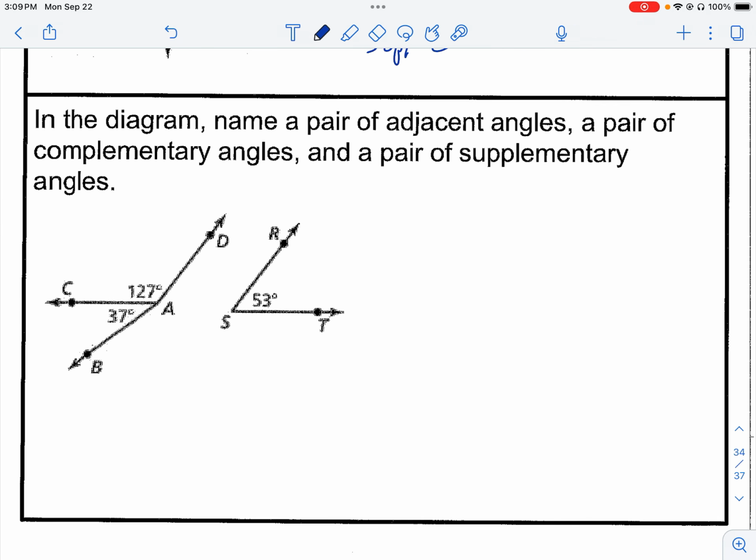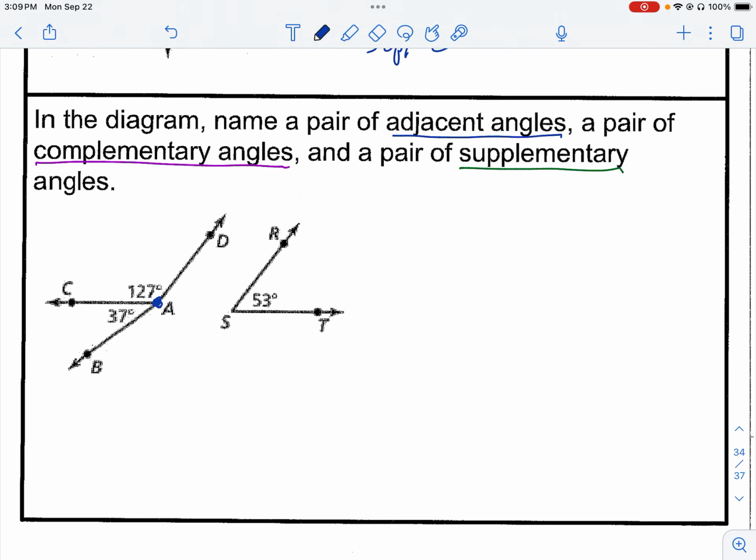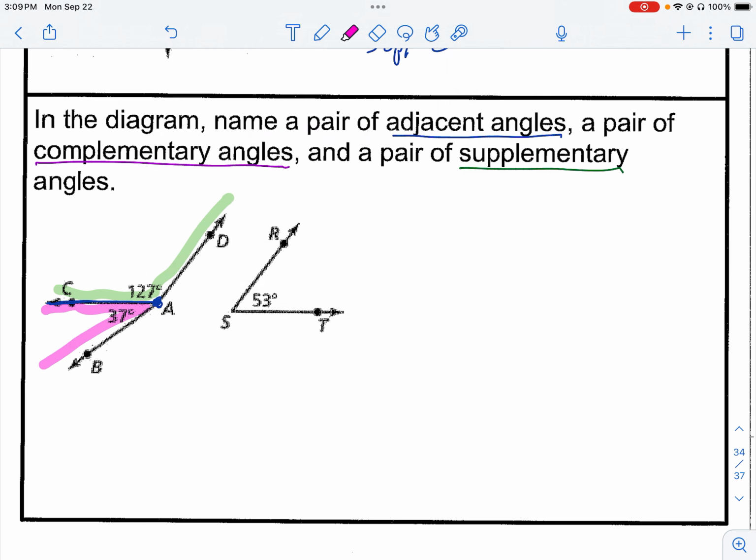All right, so in this one, we've got adjacent angles. We've got to find complementary angles, and we've got to find supplementary angles. So let's go through this again. Adjacent. We share a point. We share a side. We do not share any interior angles or interior points. So angle BAC and angle CAD are adjacent angles.